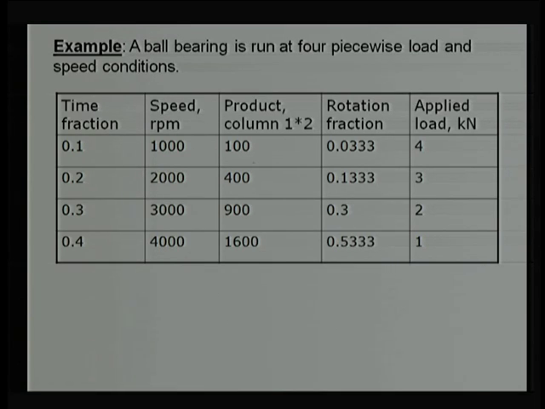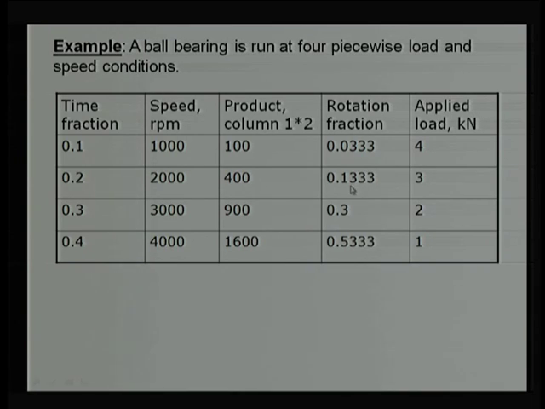Multiplied by the time, these values are 100, 400, 900 and 1600. We sum up and normalize it, and we get a fraction. That fraction F1 for the first case is 0.033, much lesser. That means this bearing is not operating for a much longer number of rotations at 4 kilonewton. It happens only for some rotations.